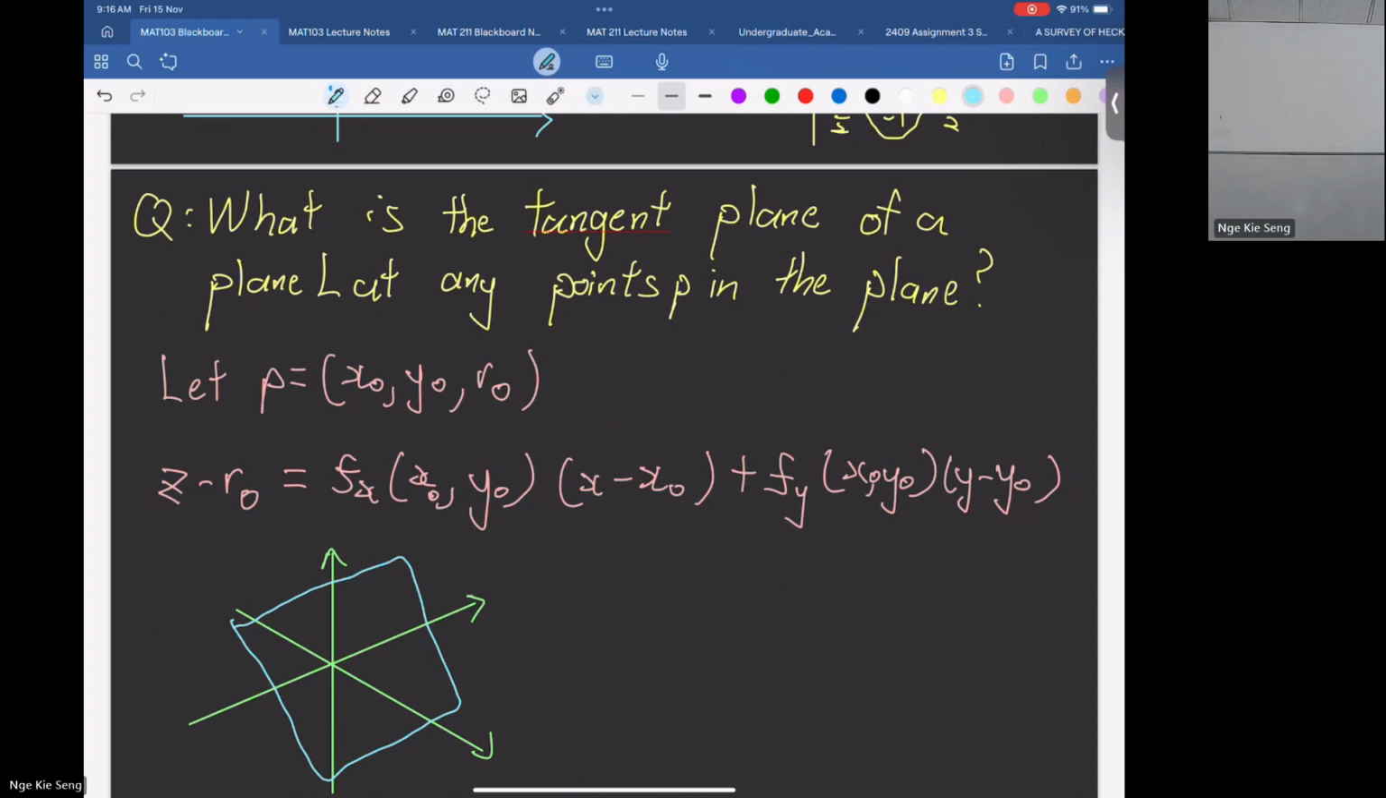What do you need? If someone tells you about a plane, what information do you need? You only need to know a point and a normal vector. You just need a point on that plane and a normal vector.